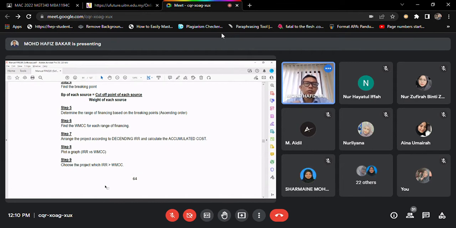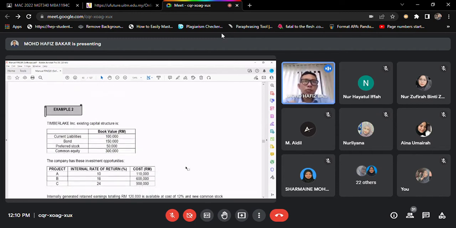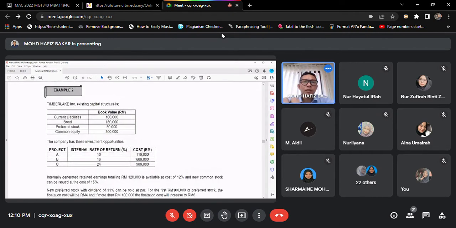Okay, during the plotting of the graph nanti you akan nampak, mana project yang exceed the WMCC, and that project you need to choose. Okay, let's move to the calculation parts. Okay, we try to do example number 2. Okay, based on your reference book also.